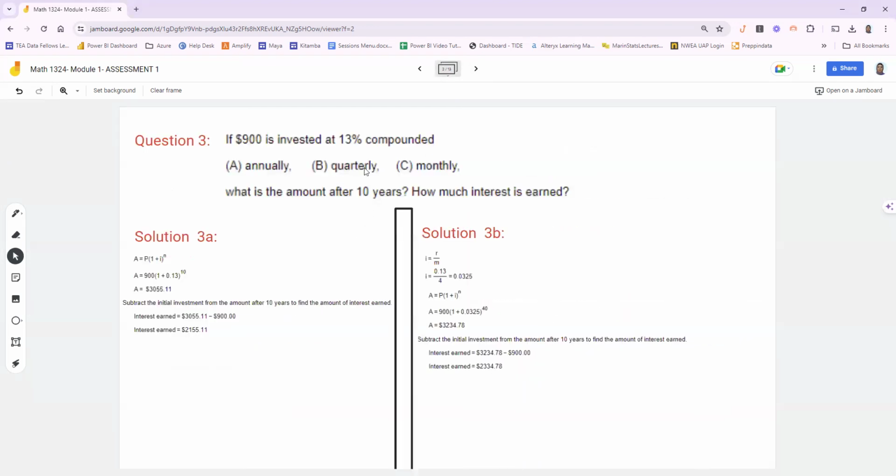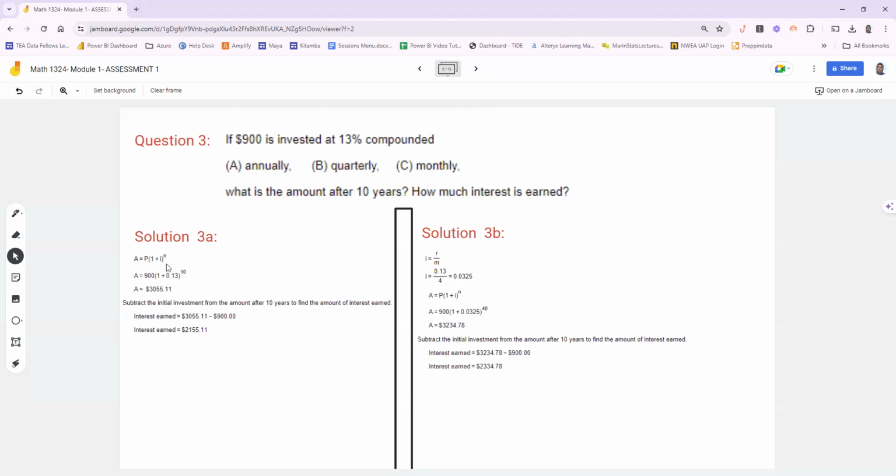Question 3 has 3 parts. So you have $900 and you're putting it into a bank at a 13% rate, and you're going to first compound it annually and then quarterly and monthly for the 10 years. So we're going to find out the interest you're earning in each case.